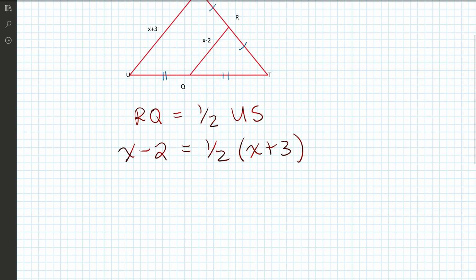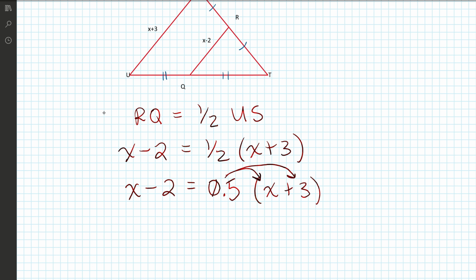And now we have an algebraic equation where we're just going to go ahead and solve for x. I'm going to just jump right into it and change my 1/2 to 0.5 right away. You can keep the fraction if you choose, if you want to work with it, or just change it to a decimal. So I have 0.5 times the quantity of x plus 3. The first thing I know I need to do is go ahead and distribute the 0.5. So we have x minus 2 equals 0.5x. 0.5 times 3 gets me about 1.5.